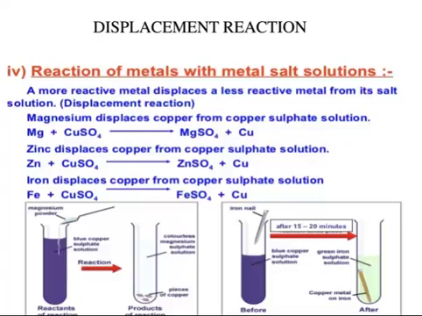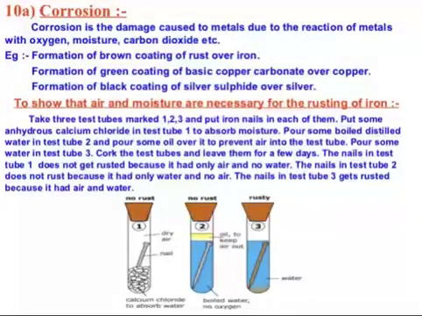As copper is less reactive than magnesium, zinc and iron. The next concept we are going to see is corrosion. Corrosion is the damage caused to metals due to the reaction of metals with oxygen, moisture and carbon dioxide. Example, formation of brown coating of rust over iron. Next, second one, formation of green coating of basic copper carbonate over copper. Third one, formation of black coating of silver sulfide over silver.